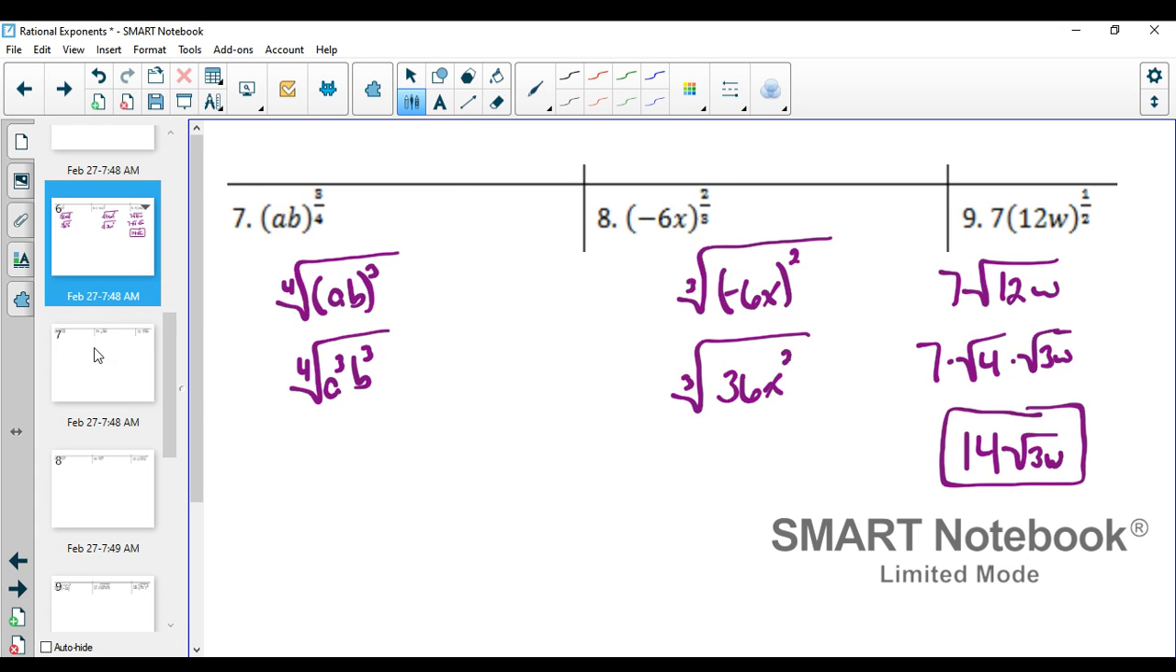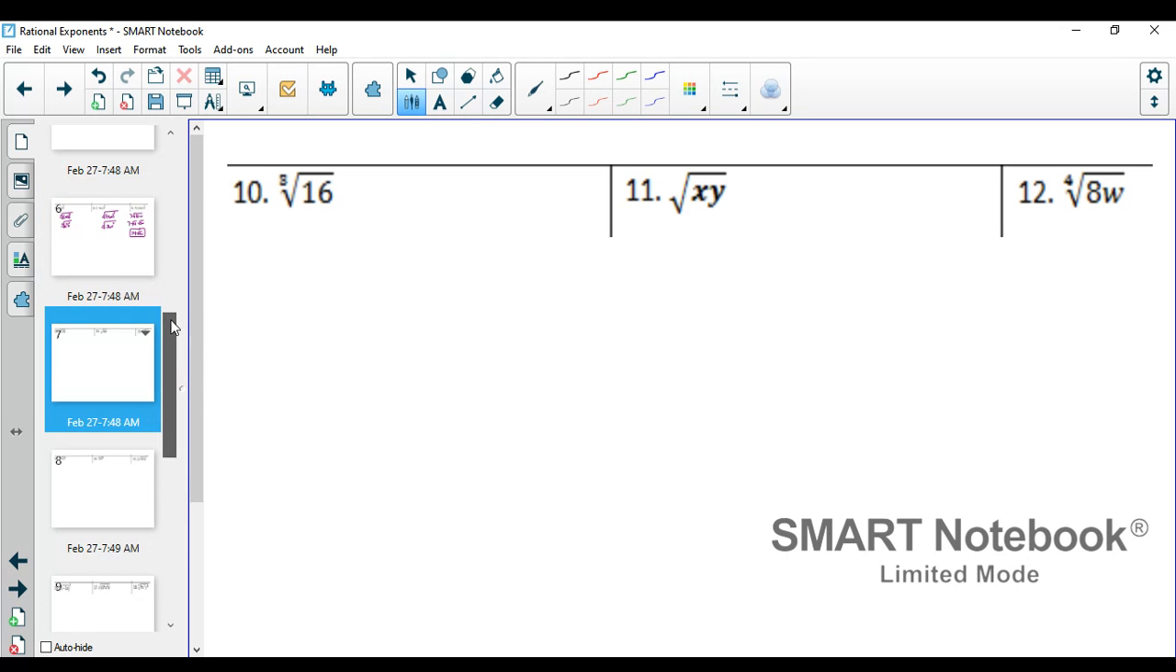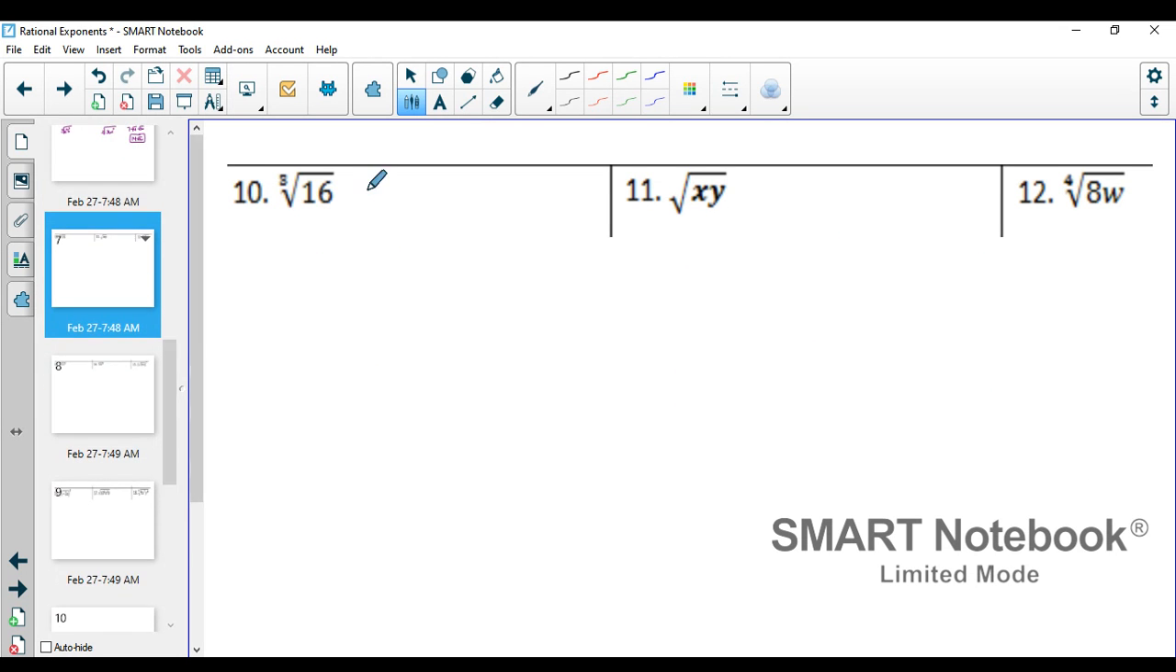All right, moving on to 10. So now for these ones, we're starting with them in radical form, and we want to write them in exponential form. So we have the cube root of 16. Since it's just the cube root and there isn't an exponent in here, our exponent is 1/3. So this is 16 to the 1/3 power. And that is the final answer for that one.